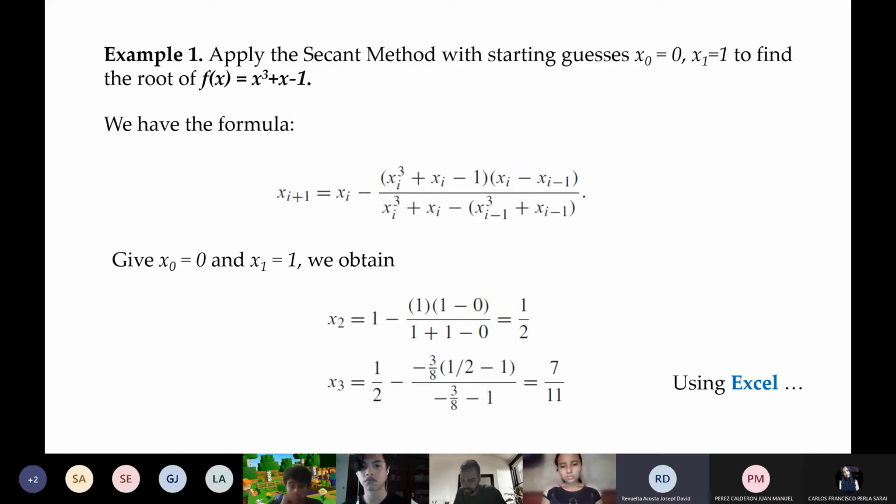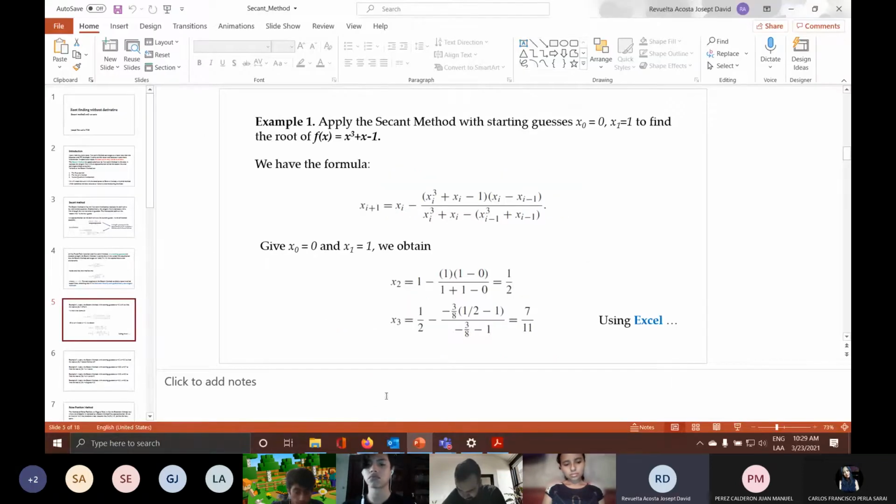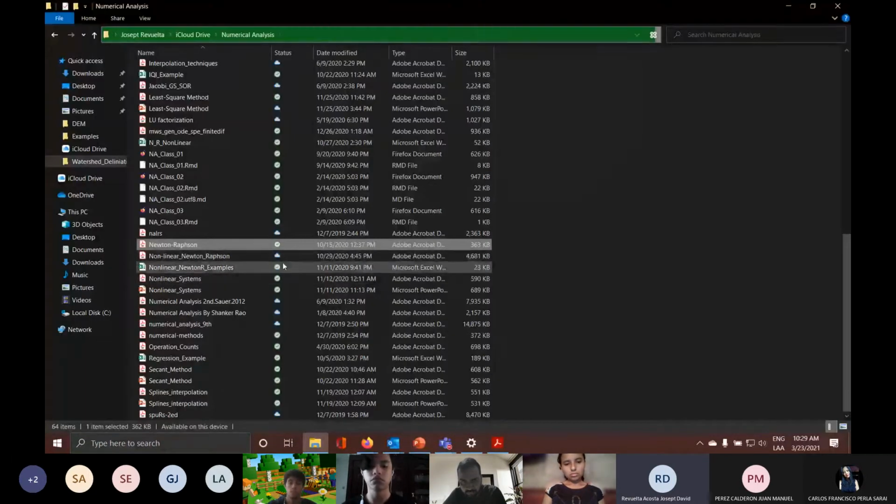Okay, so we're clear now. So 1 half, then xi, 1 half minus 1, because this is going to be equal to the xi minus 1. And then, of course, the same thing here. So we have this is going to be 1 half to the power 3 plus 1 half. Minus, this is going to become 1 to the power 3, right, plus 1. And then this is going to become like 3/8 minus 1. So, and this at the end is going to be 7/11, okay? But let's go and use Excel to make this clear, because I think this is not as clear as I want it. So, let's go and use Excel.